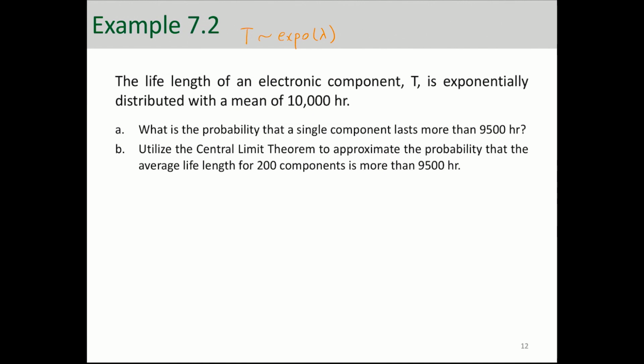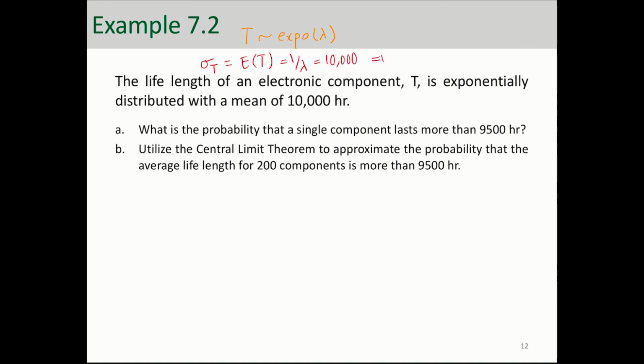So in this example, it tells us what the mean of t is. And when t is an exponential random variable, we know that the expected value of an exponential is 1 over lambda. In fact, the standard deviation and expected value of an exponential random variable are both equal to 1 over lambda. That is a property of the exponential distribution. And that is equal to 10,000.